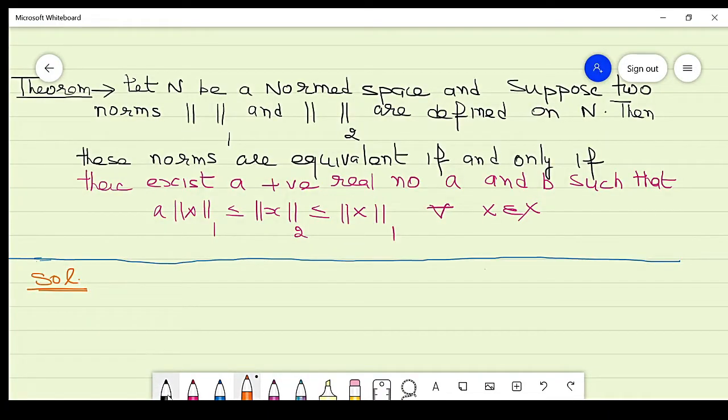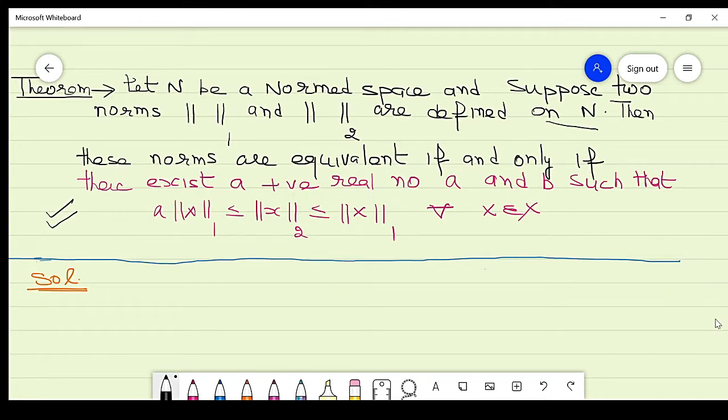Now, the next theorem is: let N be a normed linear space and suppose two norms, norm 1 and norm 2, are defined on N. Then these norms are equivalent if and only if they satisfy this condition.